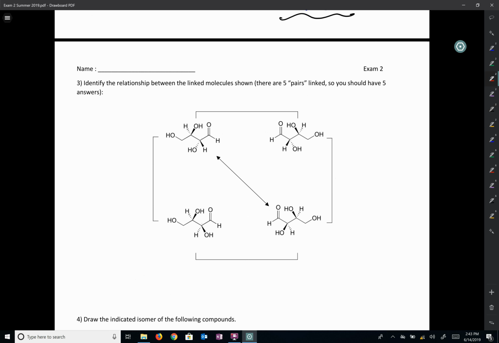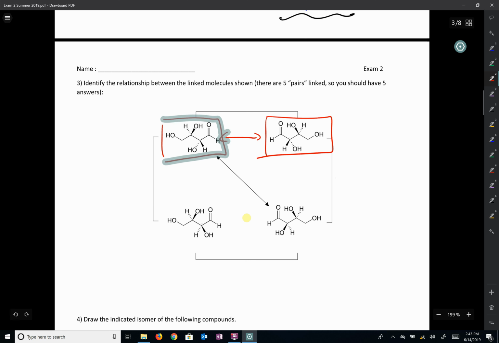You could do it visually, right? You could look for mirror images. So if I take a look at this as compared to this guy right here, these are mirror images. I could try and manipulate this to see if they overlap, which they won't in this case. But if I have non-superimposable mirror images, that would be enantiomers. So that would be an enantiomer.